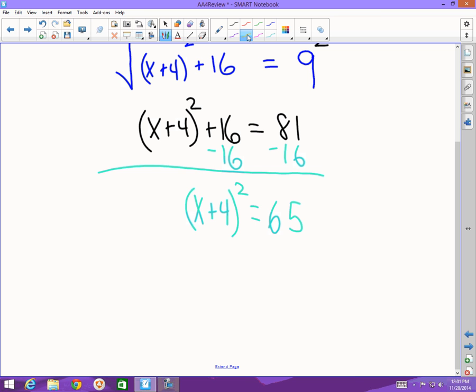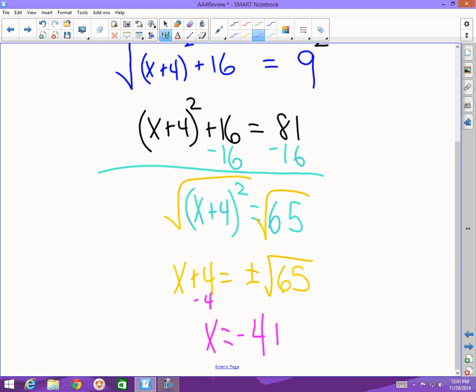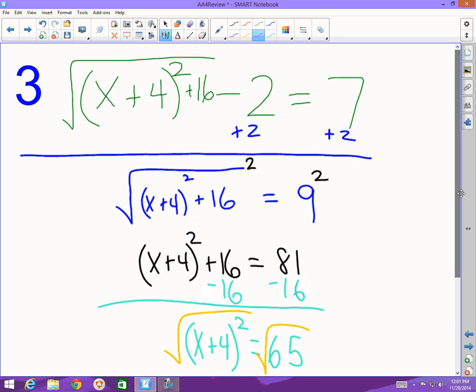The next thing, you would take the square root of both sides, and then you would have x plus 4 equals plus and minus the square root of 65. And you can leave it as the square root of 65 unless it is something that works out evenly, then you should figure out what the square root is. And then finally subtract 4 to get x equals negative 4 plus and minus the square root of 65. And typically when you have an answer like that, both of them should work in the original.